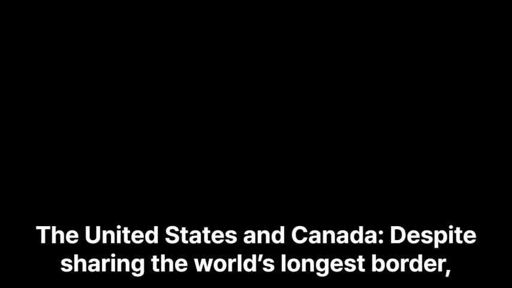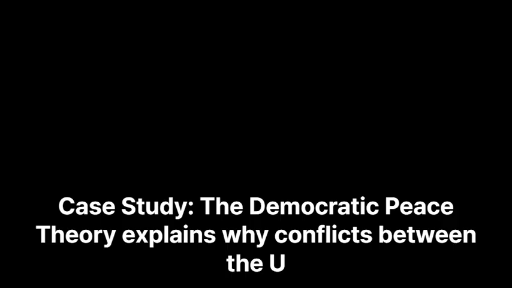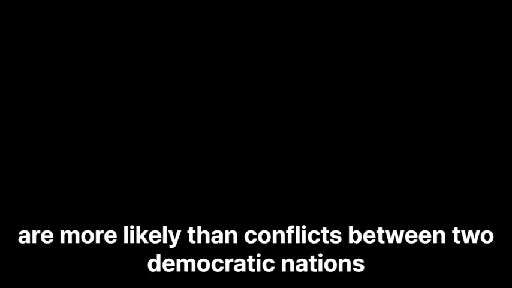C. Democratic peace theory. Democracies are less likely to go to war with each other due to shared norms, political transparency, and institutional constraints on war-making. Liberalism argues that promoting democracy helps foster long-term international peace. Examples: the United States and Canada. Despite sharing the world's longest border, they have never fought a war in modern history. Post-WWII Europe: democratic institutions helped prevent another large-scale European war. Case study: the democratic peace theory explains why conflicts between the U.S. and Russia or China and Taiwan are more likely than conflicts between two democratic nations.